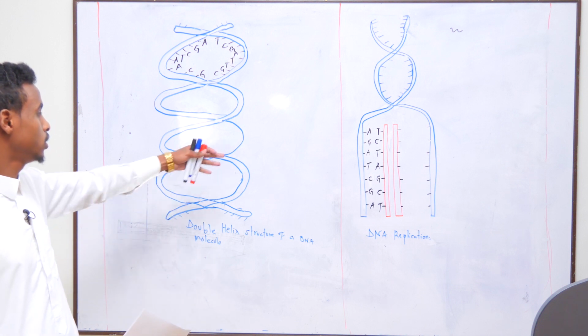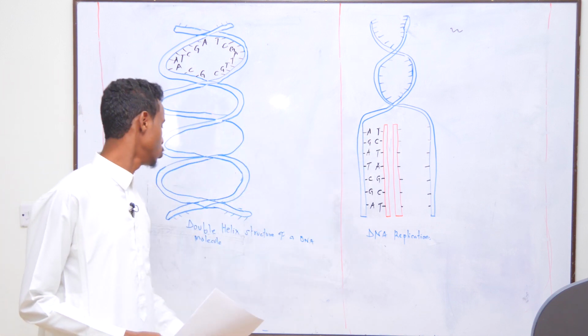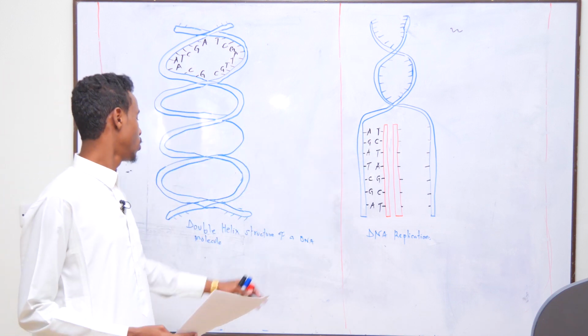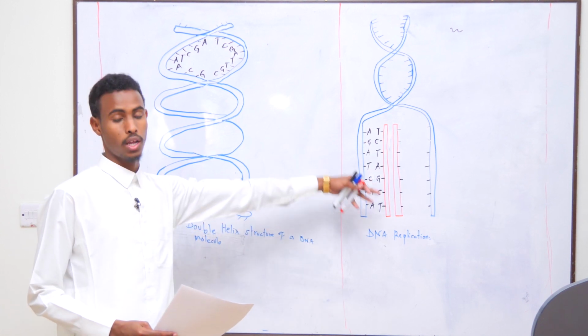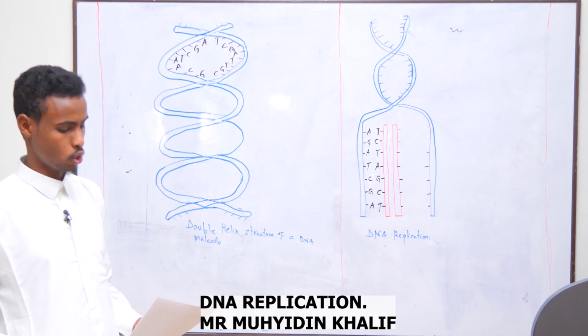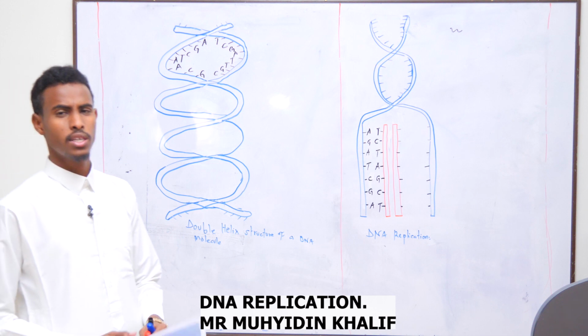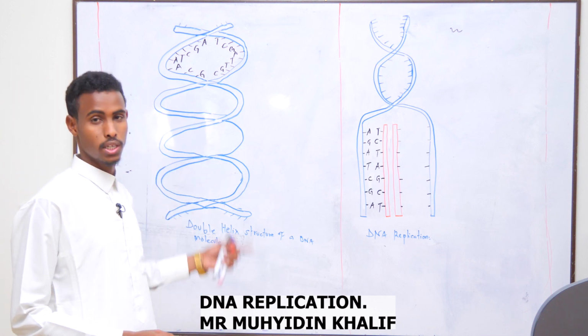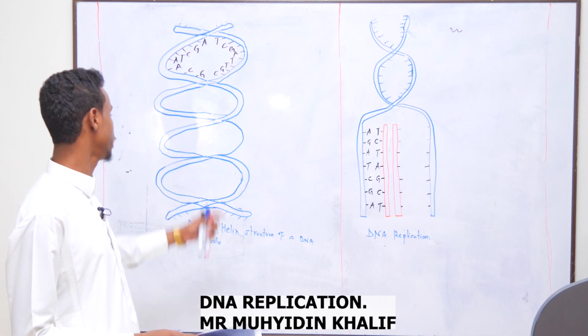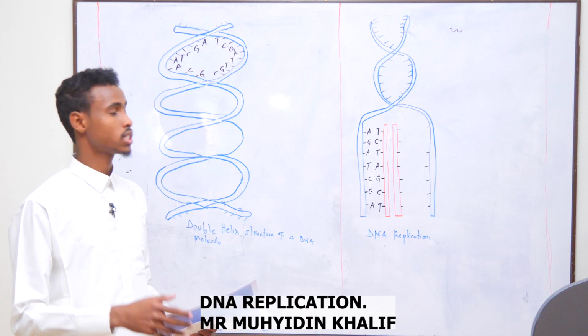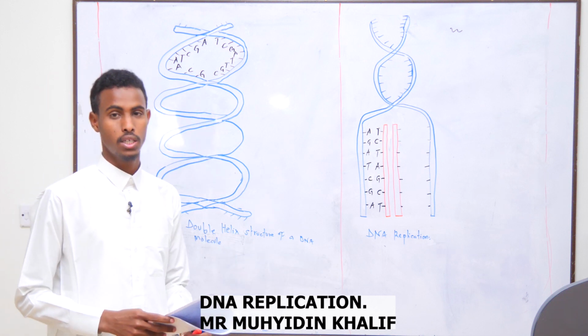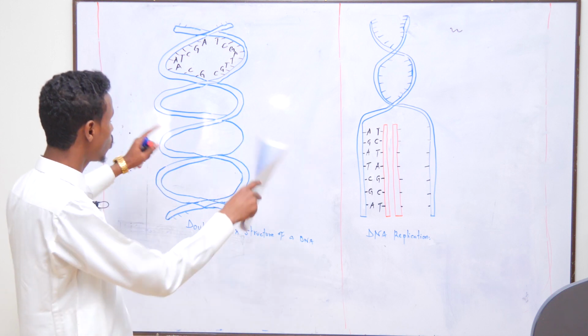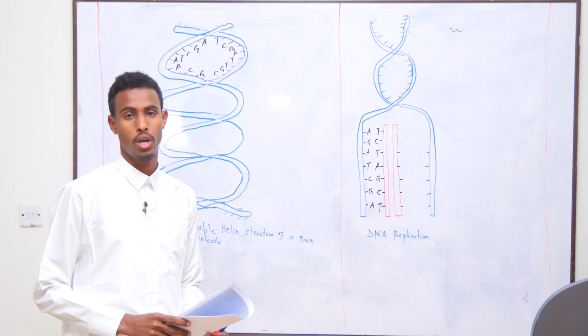Today, as you can see, we want to navigate through the double helix structure of the DNA molecule as well as DNA replication. And in the previous lesson, lesson 4, we discussed the double helix as two parallel strands of DNA twisting on one another to form the double helix.